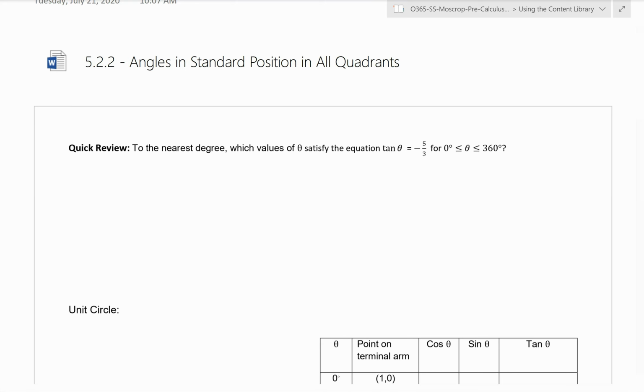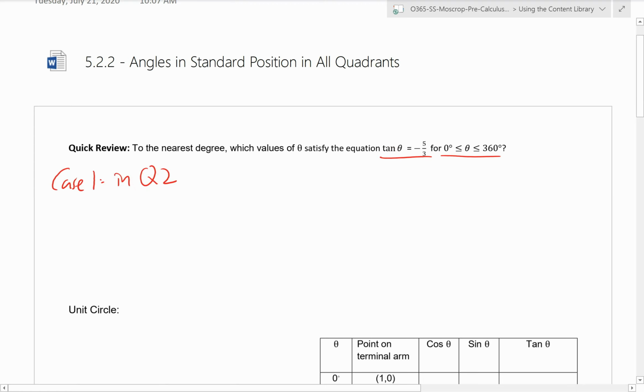So here's the question. It says, to the nearest degree, which values of theta satisfy the equation tangent theta equals -5/3 for angle theta between 0 and 360 degrees. Right away, I notice I'm looking at all four quadrants, and we have tangent being negative. So I know I would have two cases. Case 1 is in quadrant 2. In that case, we have to look for the reference angle first.